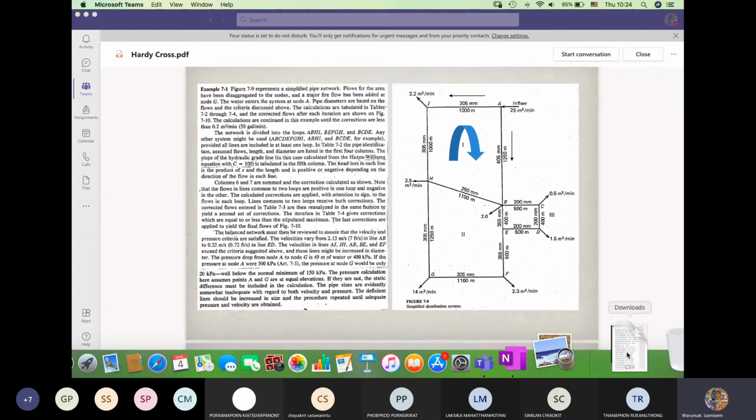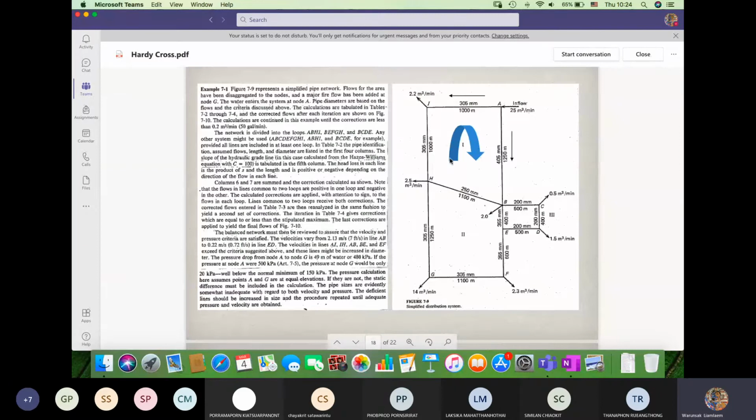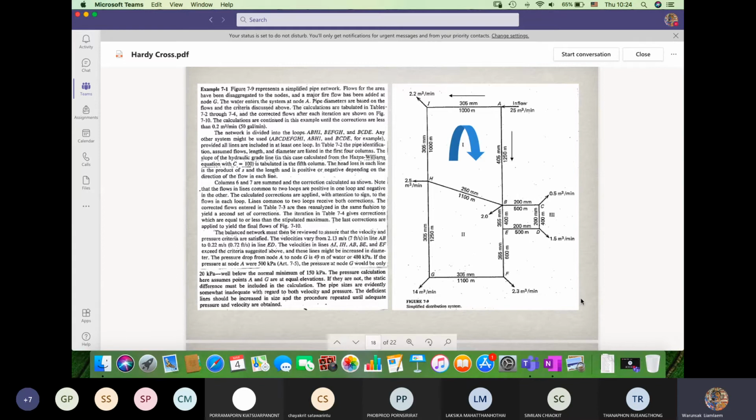In this example, you have to find out the flow rate in each pipe. The diameters and the lengths are given. The pipes are connected like this, so just have a look at this figure. Explanations are quite long, but just have a look at this figure. In this figure, you see the pipes connected in a network.